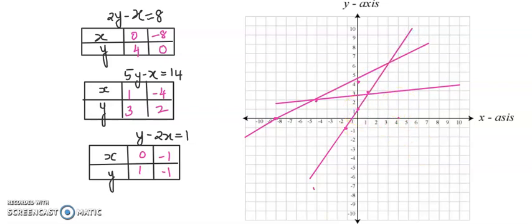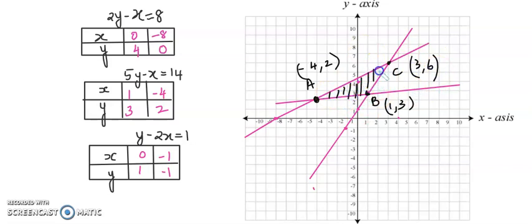So if you see, this is one vertex, let's say A. This is the other vertex, let's say B. And this is the third vertex, that is C. So somewhere it is (minus 4, 2), and this is (1, 3), and this is (3, 6). So these are the vertices of the triangle which is formed by the intersection of the three lines. Am I clear how to do it? Let's take the next one.